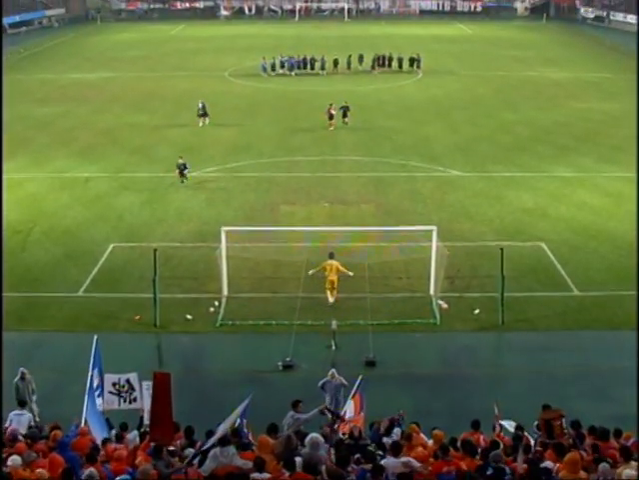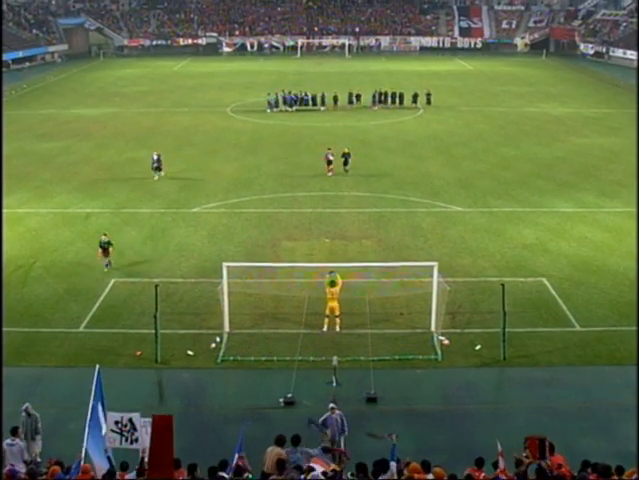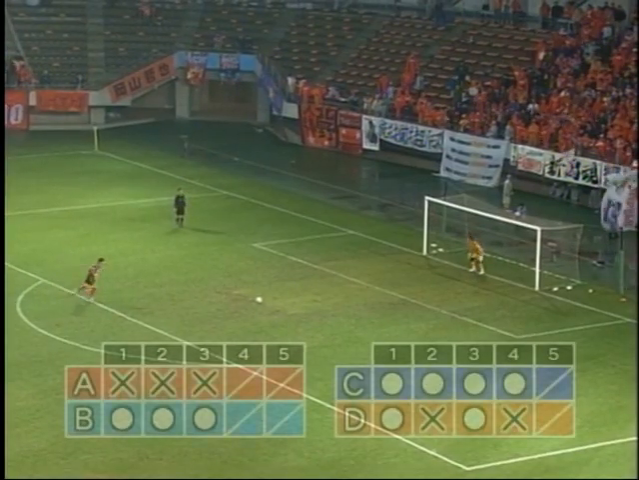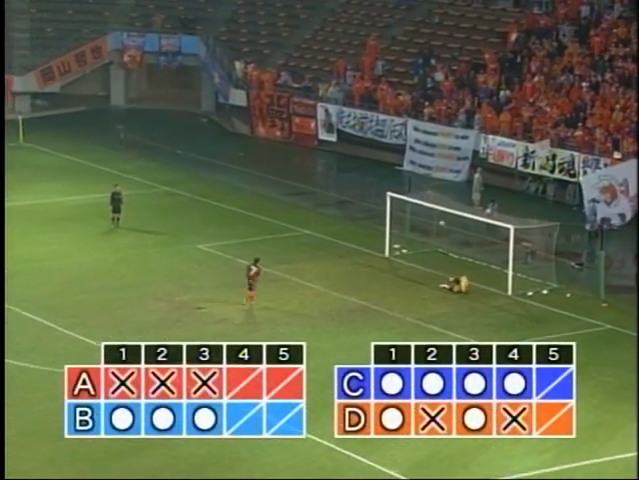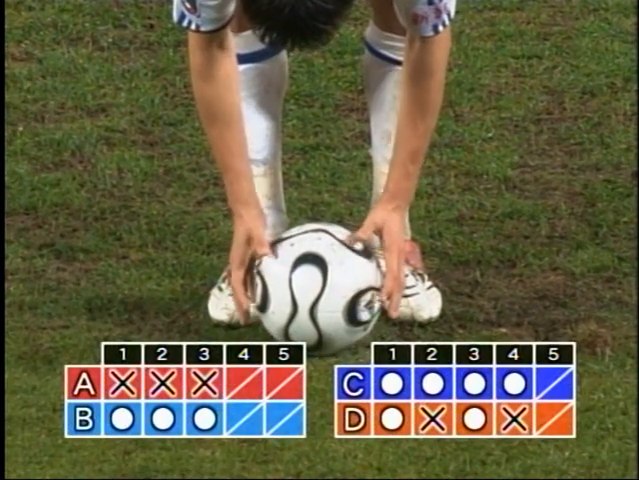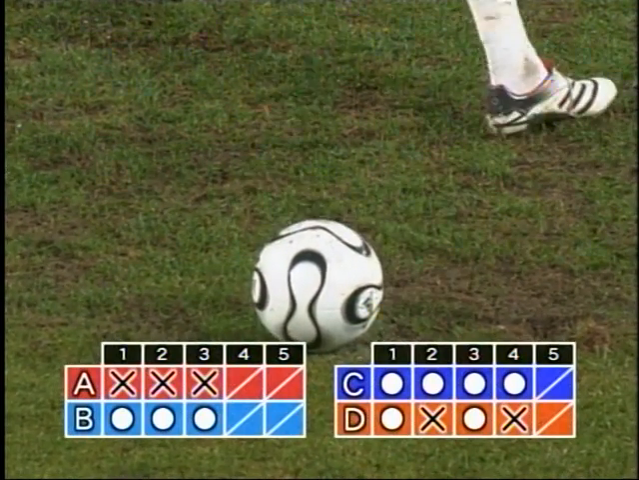Firstly, 5 kicks can be taken alternately by both teams, and the team that scores the most goals is the winning team. If before both teams have taken 5 kicks, one has scored more goals than the other could score, even if it were to complete its 5 kicks, no more kicks are taken and the winning team is decided.